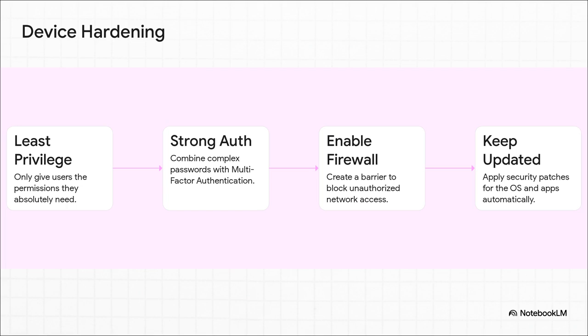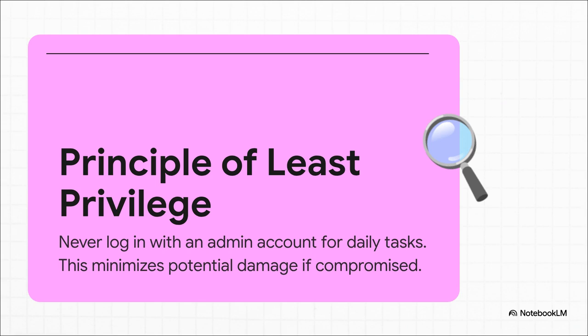But that first point, that's one of the most powerful and overlooked security tips of all. This is the principle of least privilege. All it means is you should not be using an administrator account for your day-to-day web browsing and email. Just create a standard user account for your daily work. So why is this a big deal? Well, because if that account ever gets compromised, the attacker's power is seriously limited. They can't just install malicious software or change critical system settings. It's such a simple change that dramatically reduces your risk.